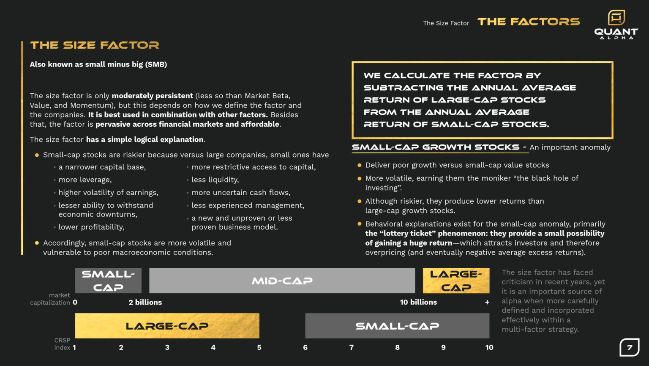Behavioral explanations exist for the small cap anomaly, primarily the lottery ticket phenomenon. They provide a small possibility of gaining a huge return, which attracts investors and therefore overpricing, and eventually negative average excess returns. The size factor has faced criticism in recent years, yet it is an important source of alpha when more carefully defined and incorporated effectively within a multi-factor strategy.